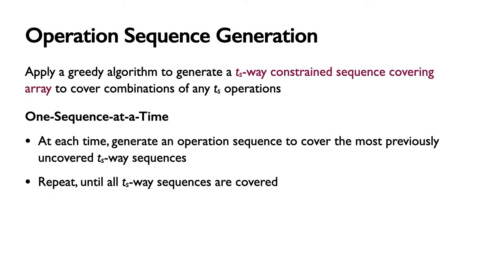Within this constraints handling strategy, REST-AT then uses a greedy algorithm to generate a t-way sequence covering array to cover combinations of any t operations. This algorithm follows a common one-sequence-at-a-time process, and each time, it generates an operation sequence to cover the most previously uncovered t-way sequences and repeats until all t-way sequences are covered.